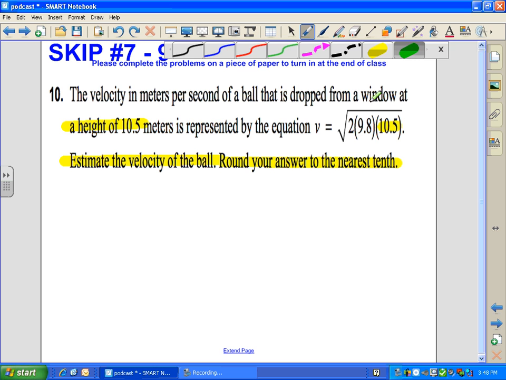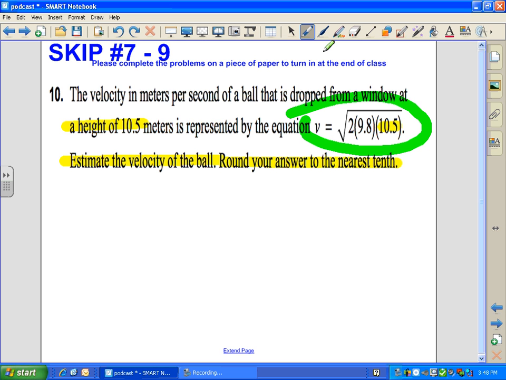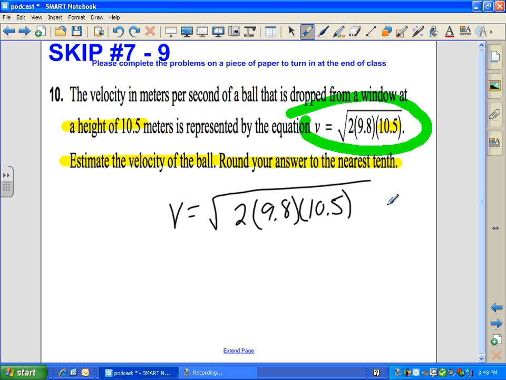Well, I'm thinking that my equation is important, so I'm going to copy the equation. V equals the square root of 2 times 9.8 times 10.5. Well, I don't see anything to plug and chug. I'm just going to work out the problem and solve it.